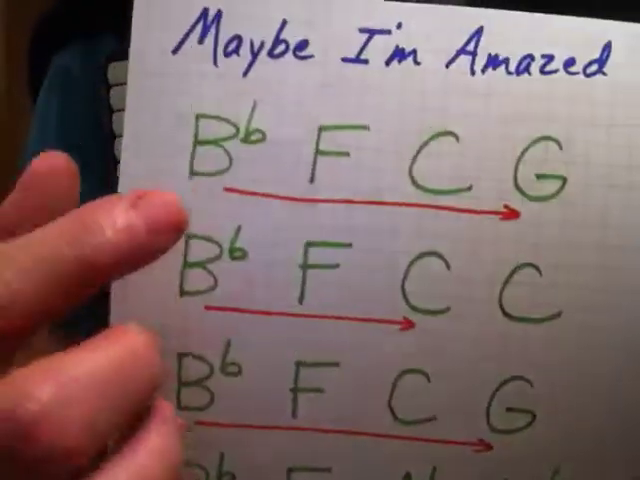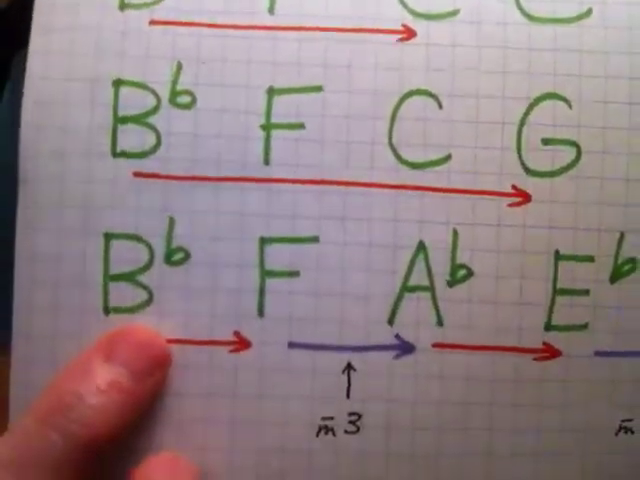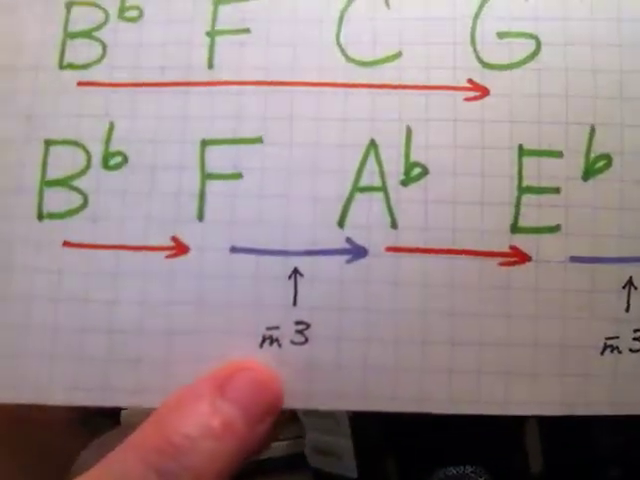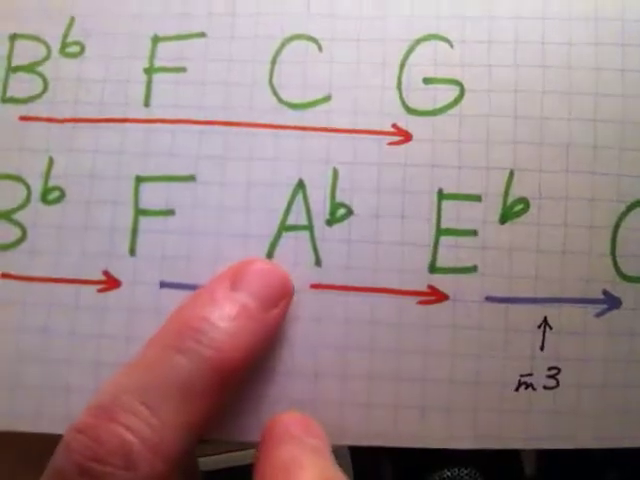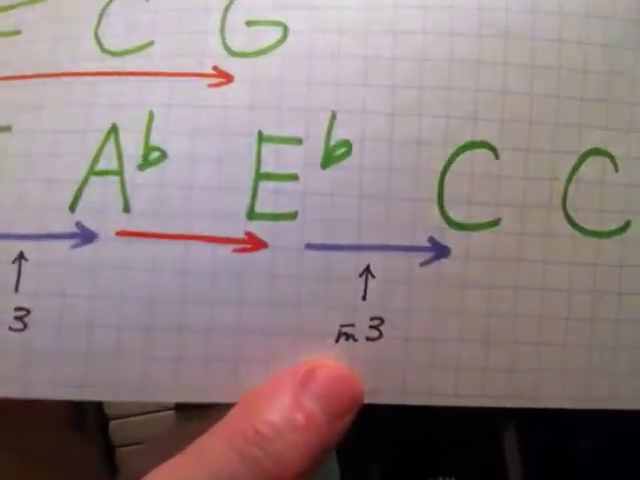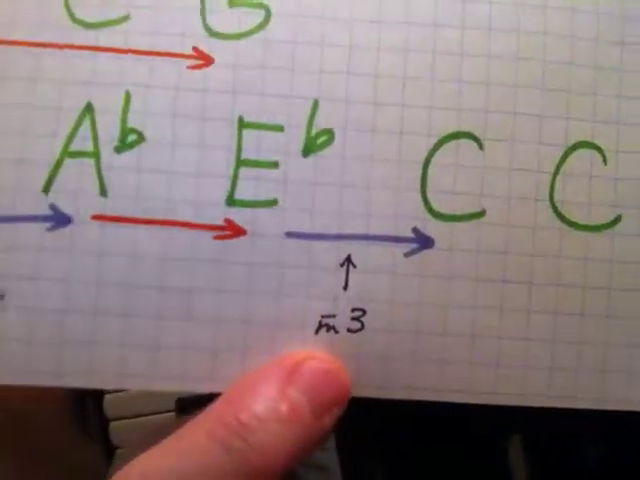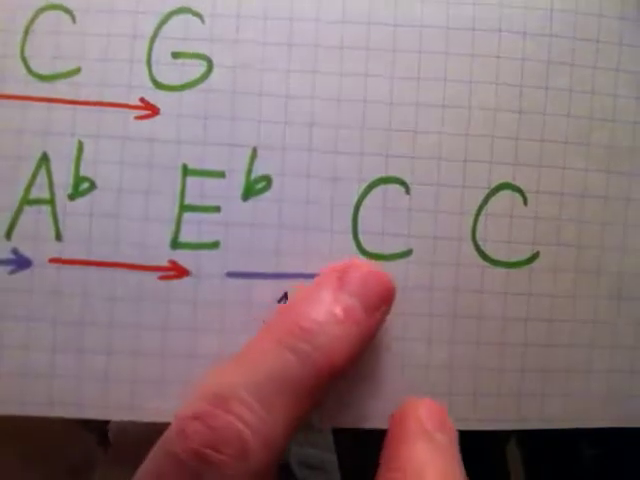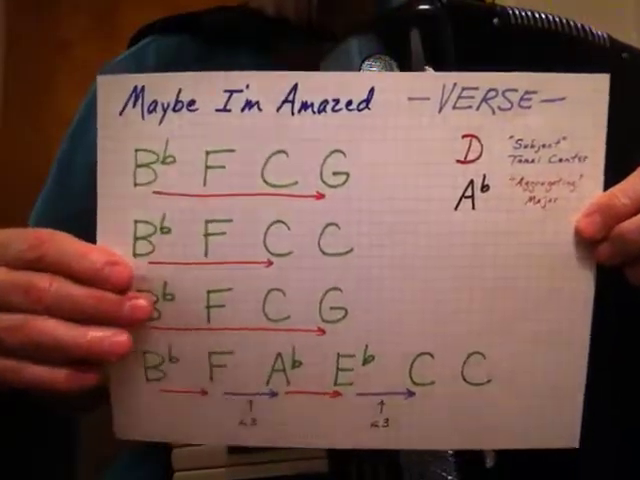So he's circle of fifths, circle of fifths, circle of fifths, circle of fifths again, and then the critical, beautiful minor third, the jump, A flat, circle of fifths again. And look at this. This is just incredible. E flat to C, minor third. And he ends up on C, and he's still not giving us resolution.